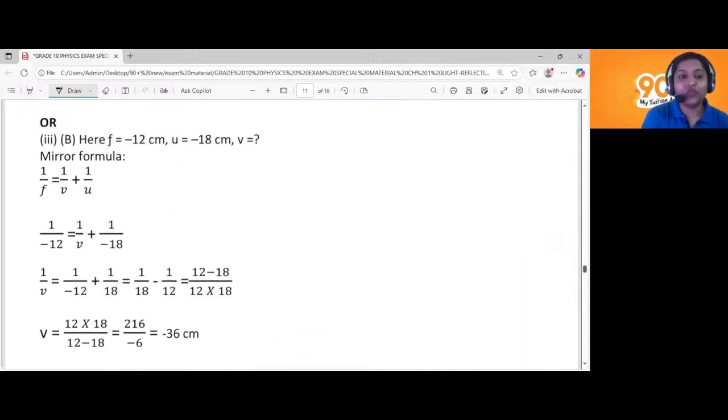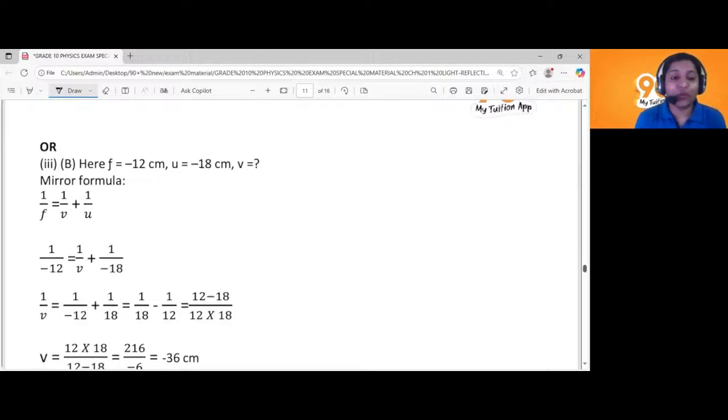And in option 2, what is given? It's a concave mirror. Focal length is -12, and U, the distance of the object from the mirror, is -18. It is given in the question. So how to do? Take the mirror formula: 1 by F equal to 1 by V plus 1 by U. Substitute: 1 by -12 equal to 1 by V plus 1 by -18.